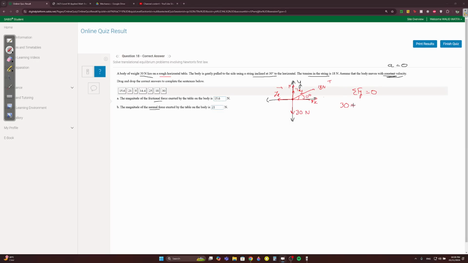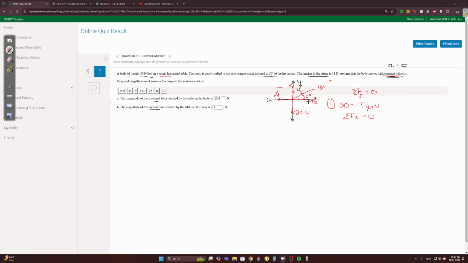So 30 is equal to Ty plus N, right? Ty plus N. Okay. This is equation 1. Equation 2. Sigma Fx now, is it equal to ma? No, we said constant velocity. A is 0, so there's no acceleration. So it's constant. Even though it's moving, it's still 0. You have to see if it's accelerating or not.